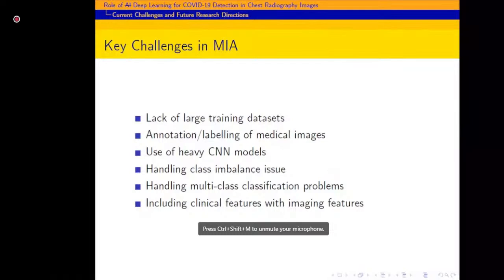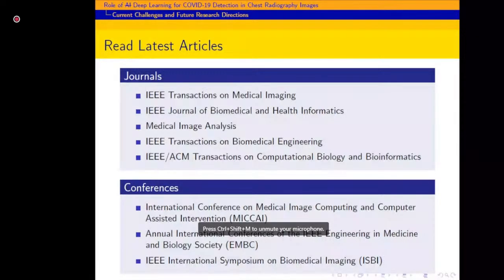And here are some of the journals and conferences in this particular domain of research where you will get the latest findings in this research. And here are a few references, right?